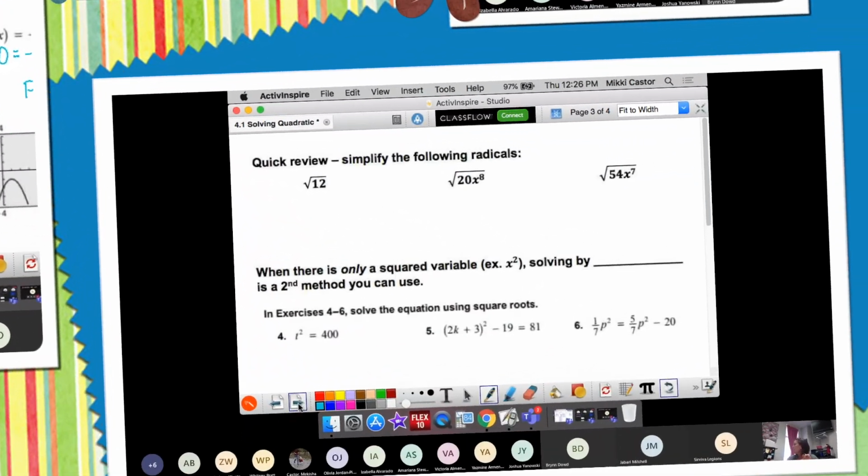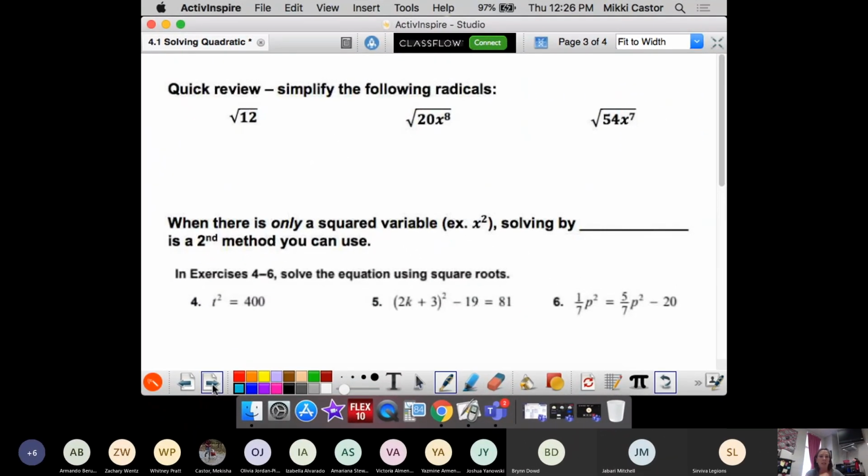Okay. Y'all haven't said anything that alarms me or makes me think that maybe we're not doing okay yet. So a quick review of simplifying radicals. This is what you guys were supposed to do with your Khan Academy assignment that you had due for today.